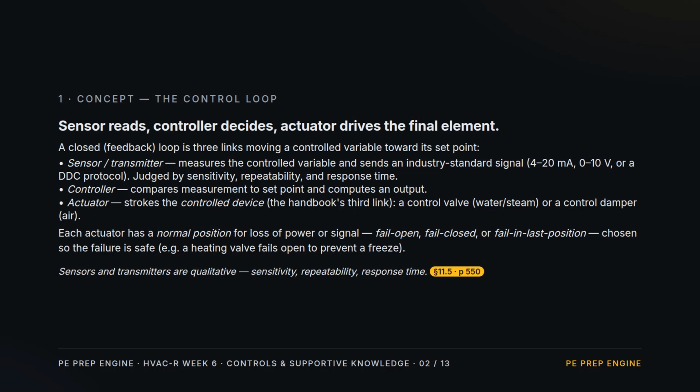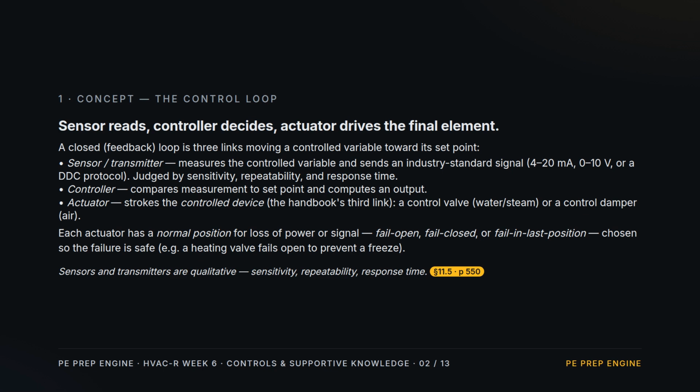Concept 1. The control loop. A closed or feedback loop is three links driving a controlled variable toward its set point. The sensor and transmitter measure the variable and send a standard signal, 4 to 20 milliamps, 0 to 10 volts, or a DDC protocol, and we judge it on sensitivity, repeatability, and response time.